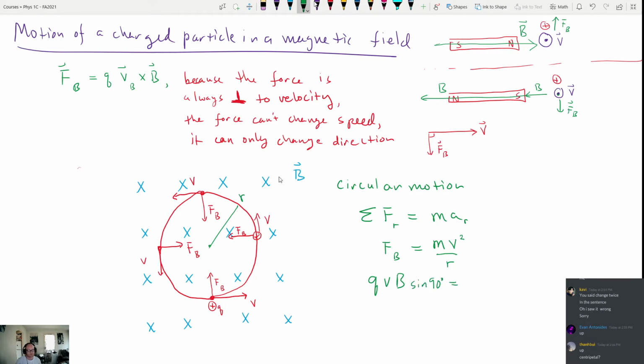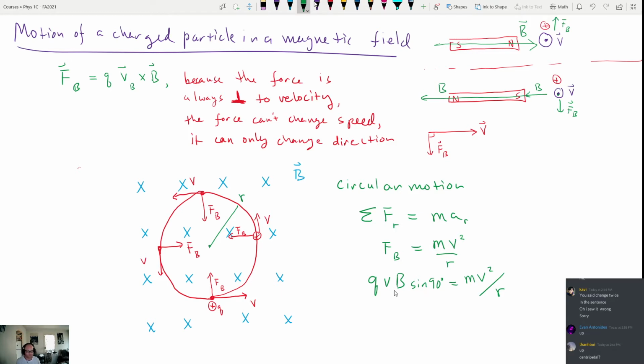And that 90 degrees is because v is this way, magnetic field is this way. The angle that shows up here is the angle between v and B. In this case, that's 90 degrees. So this is equal to m times v squared divided by r. What I'm going to do is solve this for the radius, and then we're going to look at the angular speed.